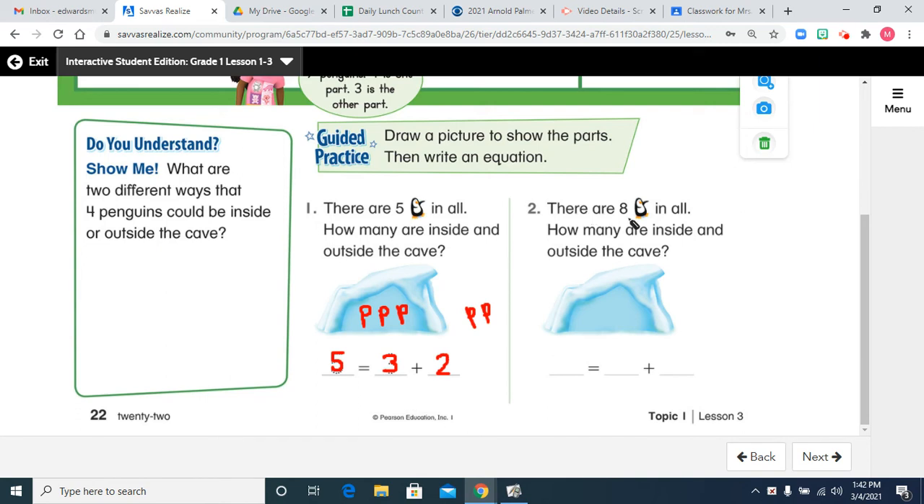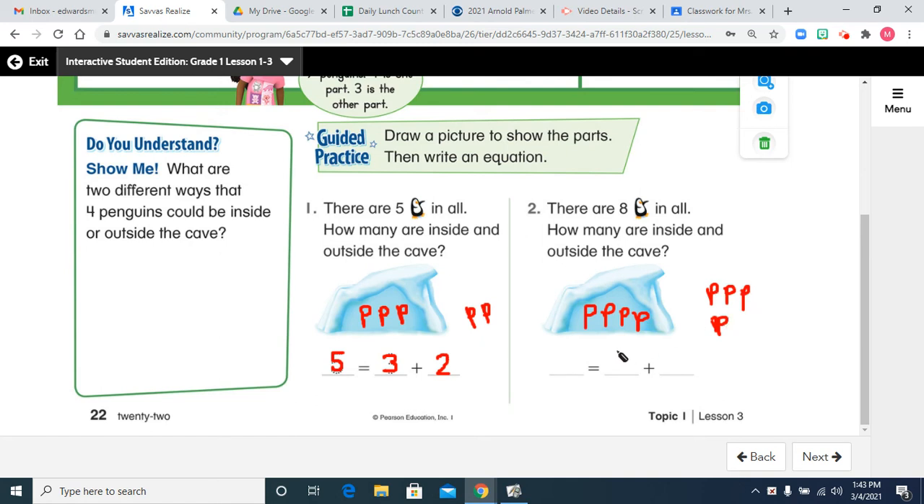Okay, number 2 says there are 8 penguins in all. How many are inside and outside the cave? Okay, so it has to equal 8 in all. All right, I'll give you a minute to do that, then we'll go through it here. Okay, so I'm going to do 4 penguins inside and 4 penguins outside. And let's count them up just to make sure it equals 8. 1, 2, 3, 4, 5, 6, 7, 8.